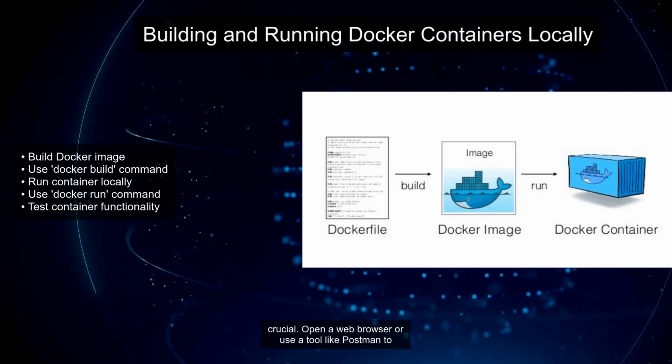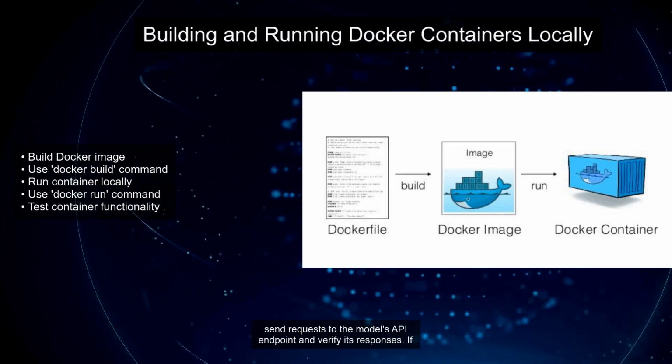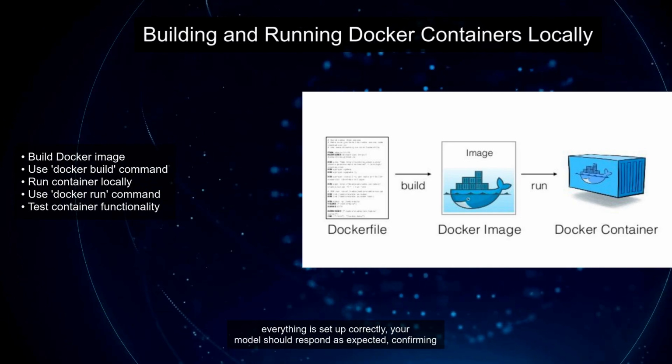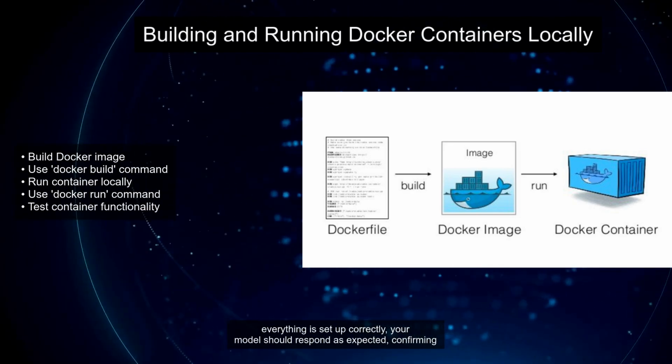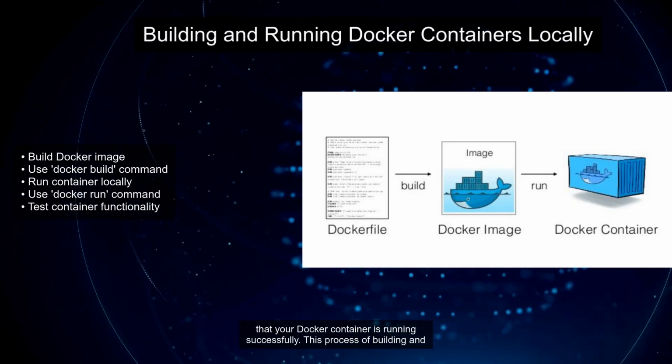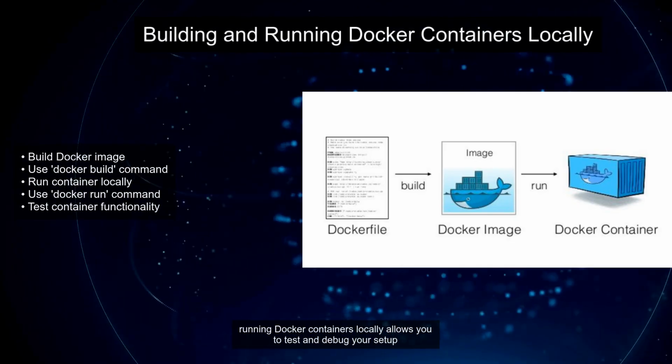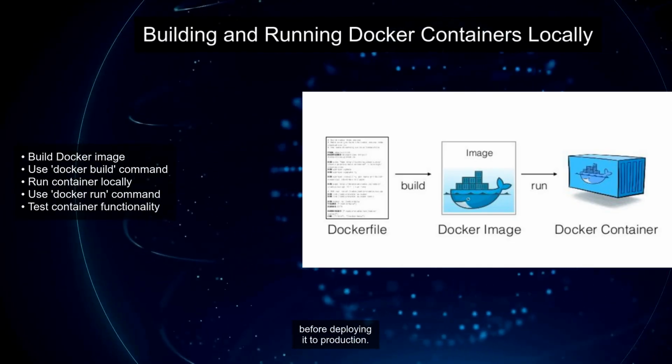Testing the container's functionality is crucial. Open a web browser or use a tool like Postman to send requests to the model's API endpoint and verify its responses. If everything is set up correctly, your model should respond as expected, confirming that your Docker container is running successfully. This process of building and running Docker containers locally allows you to test and debug your setup before deploying it to production.